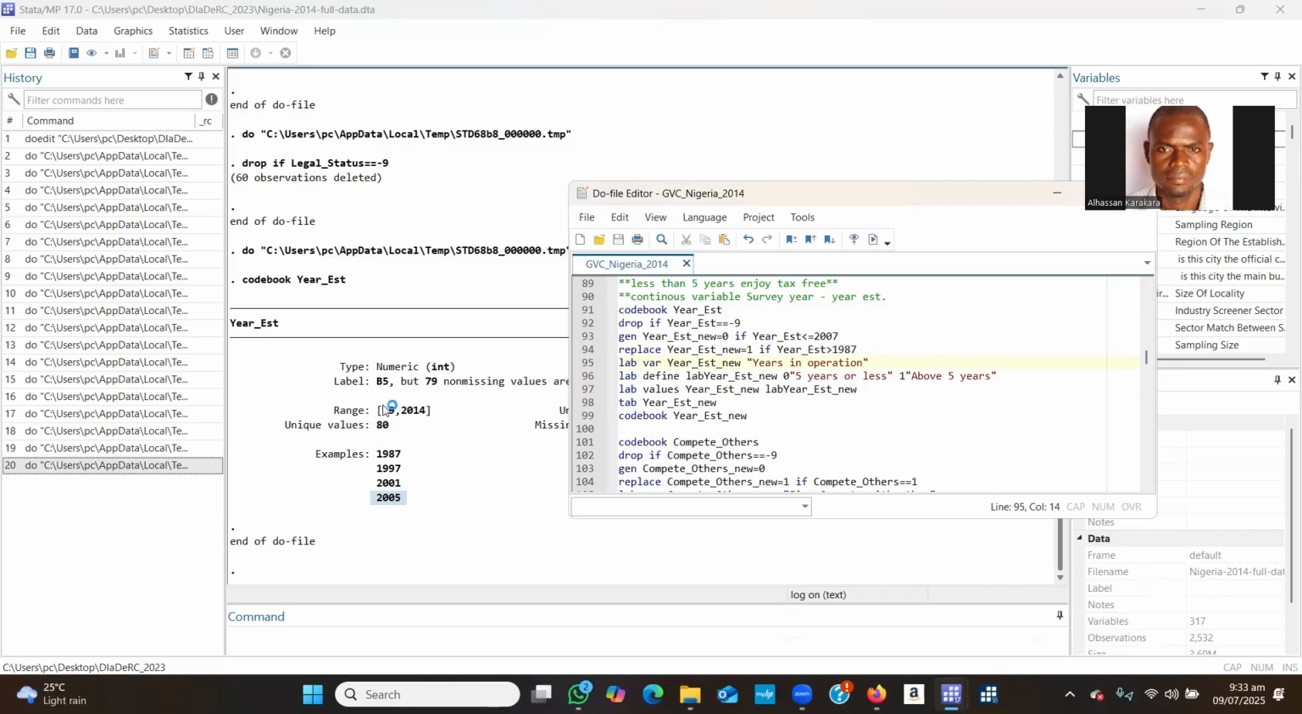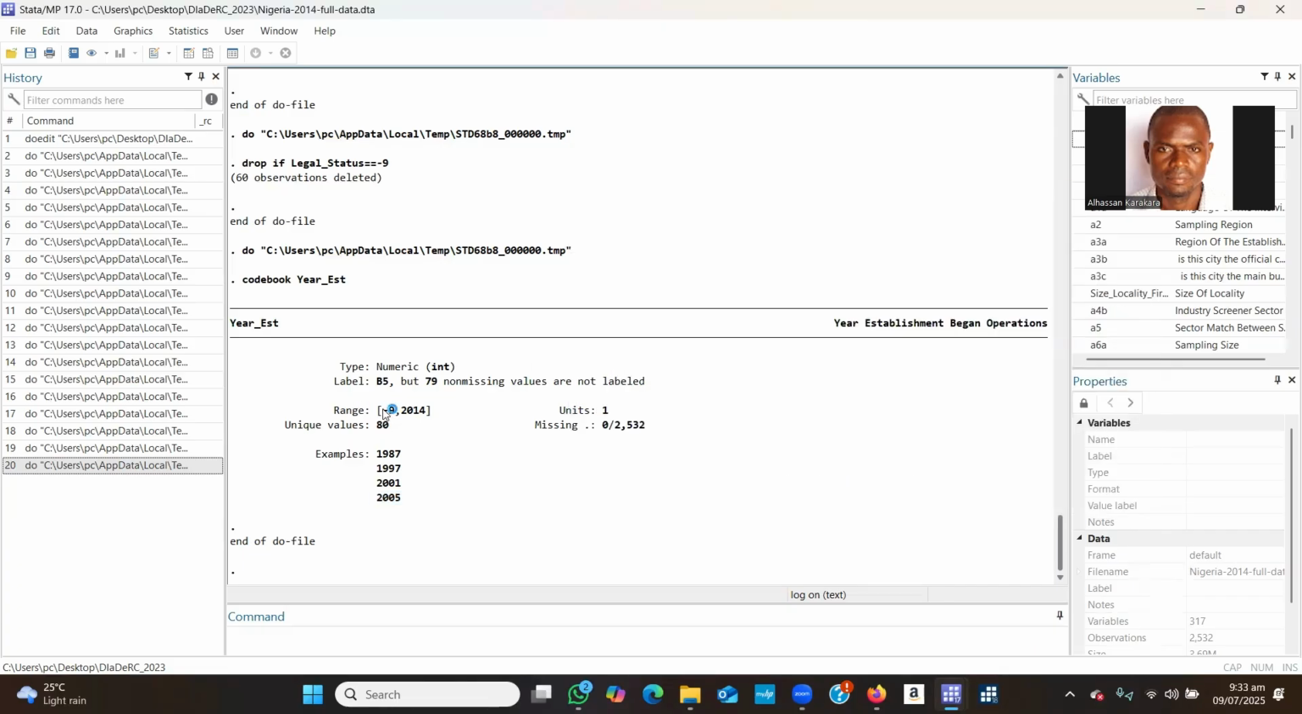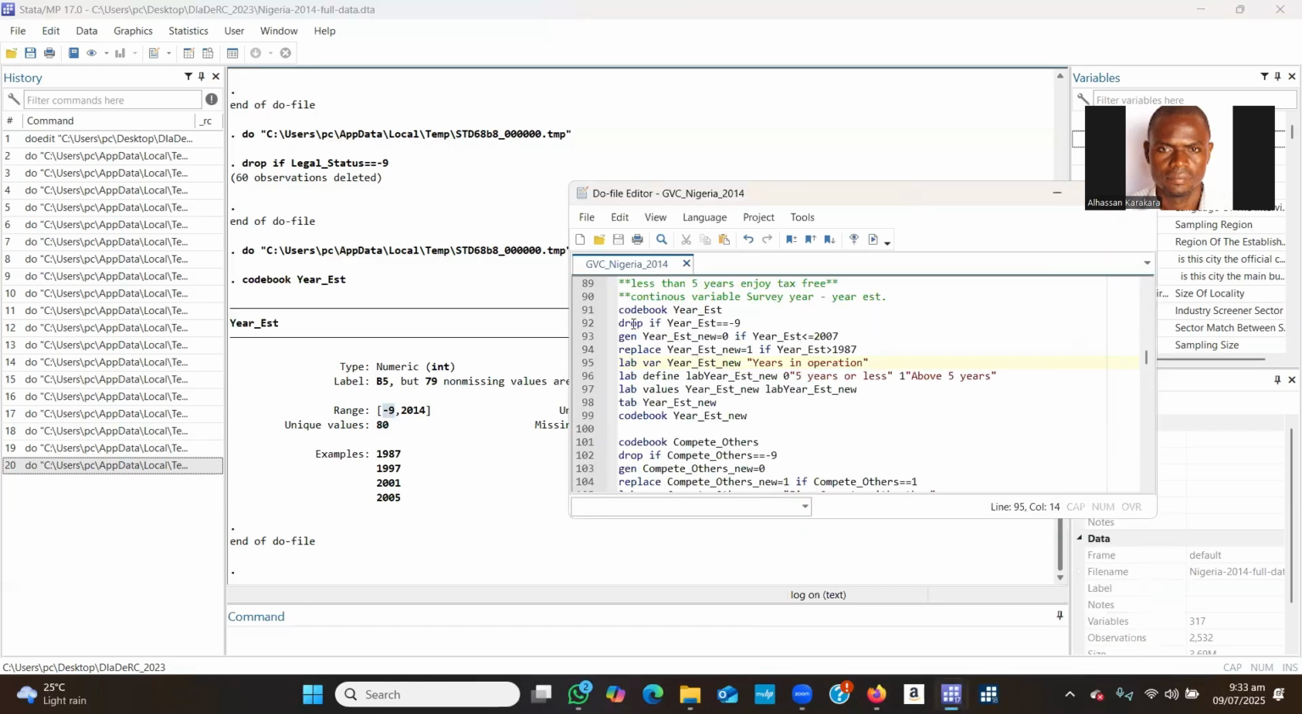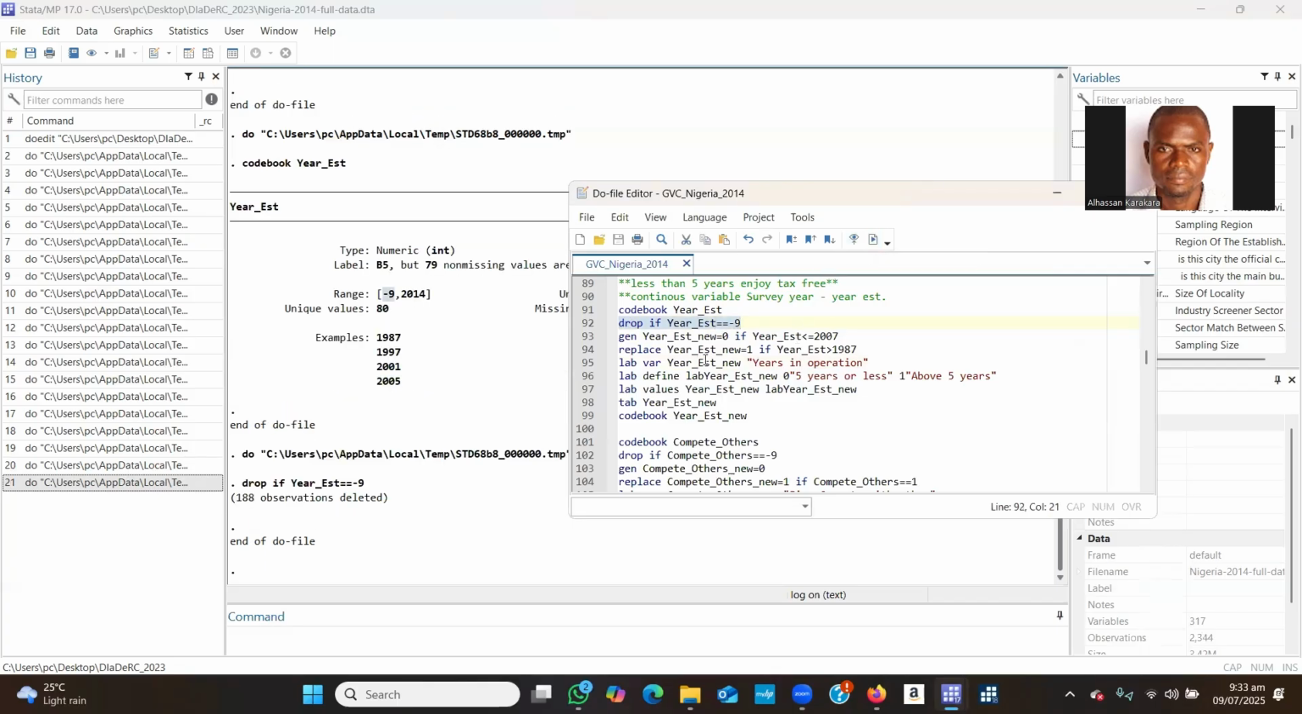If you codebook, you will still see that it ranges from -9, and the -9 are those who indicated that they don't know the year it was established, or they didn't indicate anything. So as usual, we need to drop these. You drop them, there are 188 firms. Now you will need to get your base year. The year ranges from 1987 to 2014, the year of the survey.